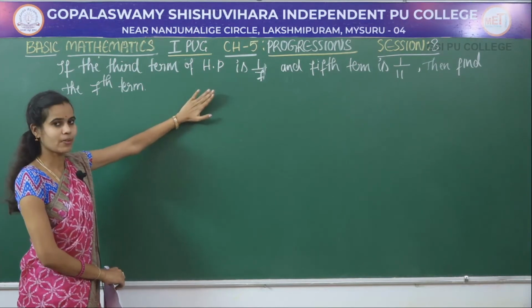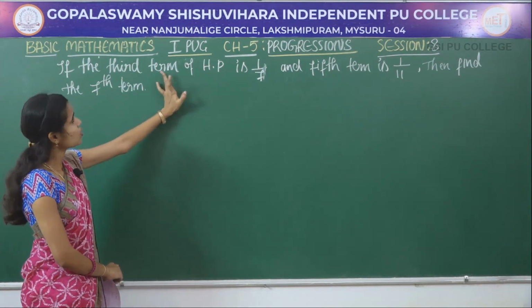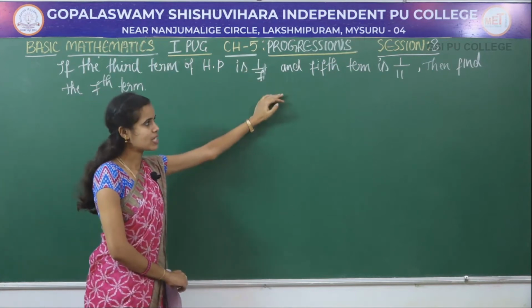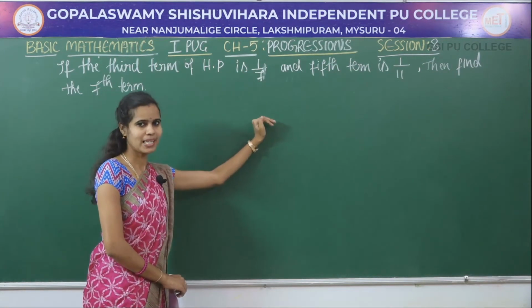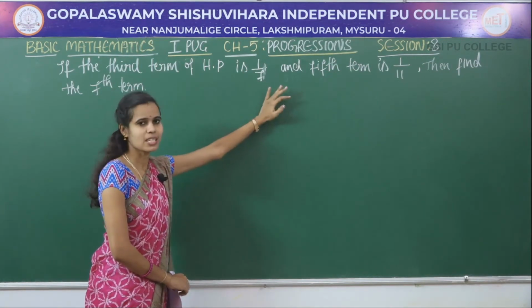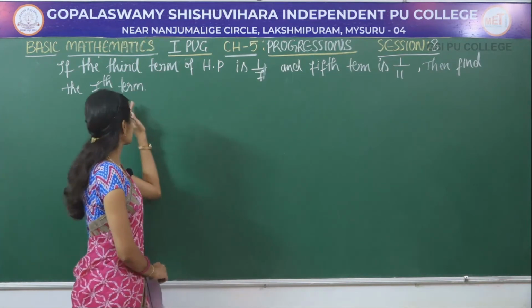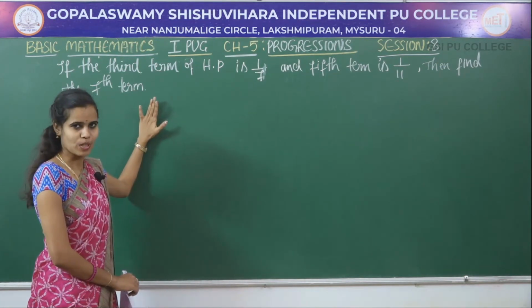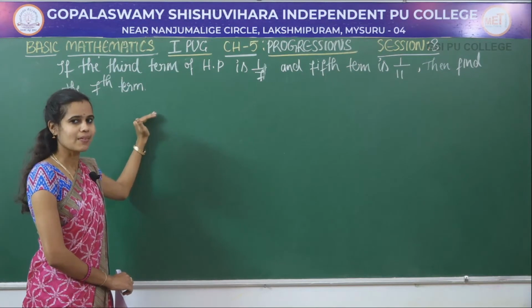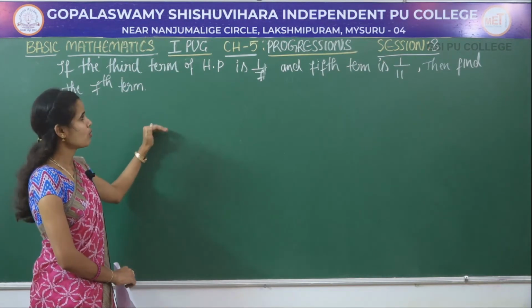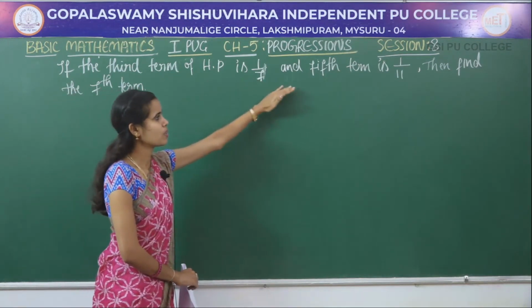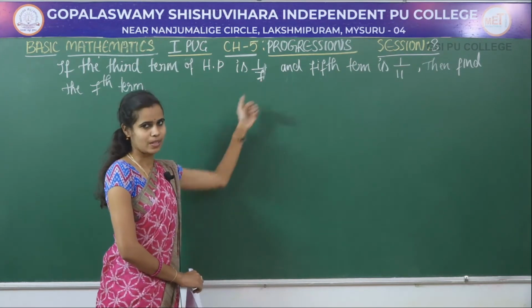So what are the given conditions here? The third term in HP is 1 by 7, the fifth term is 1 by 11. Using these two conditions, we want to find the seventh term in HP. So first let us find the seventh term in AP. First convert these two terms into AP.